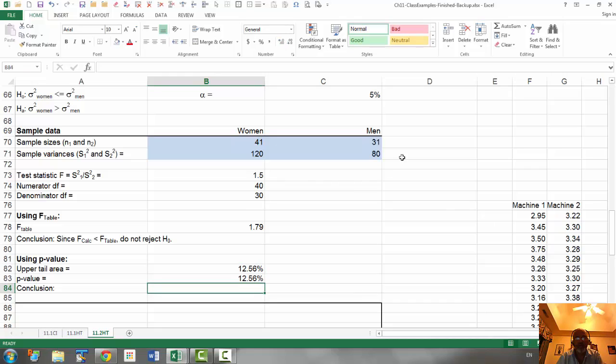Okay. And since this is greater than alpha, we cannot reject. So we do not have sufficient evidence to conclude that the variance in political attitude towards the current political events among the women is larger than among men. We cannot do that. If we concluded that it was so, then the probability that our conclusion is wrong is going to be 12.56%.